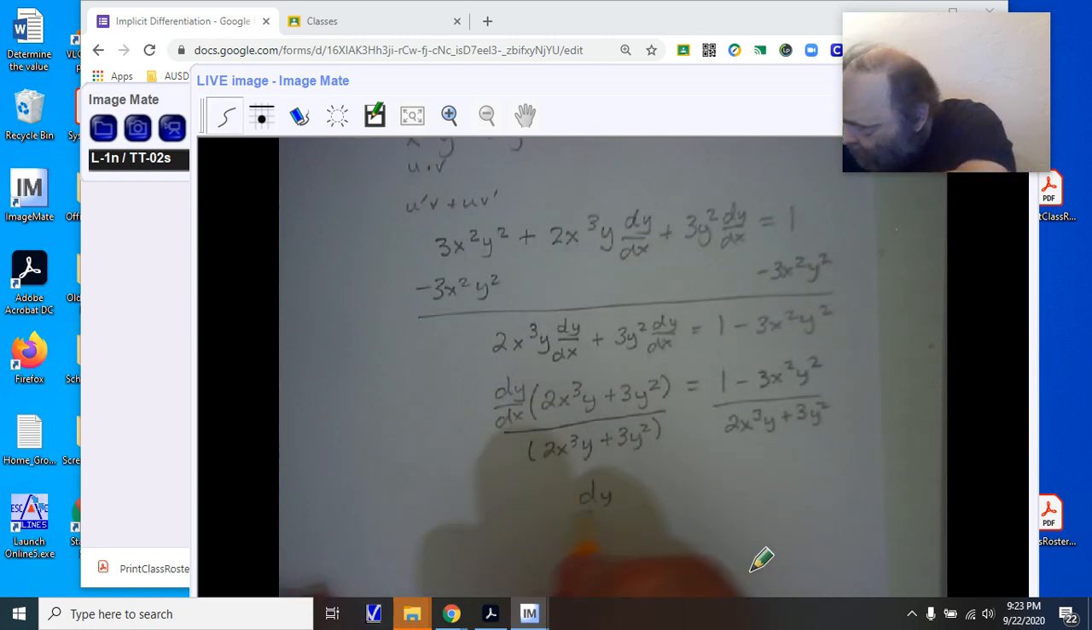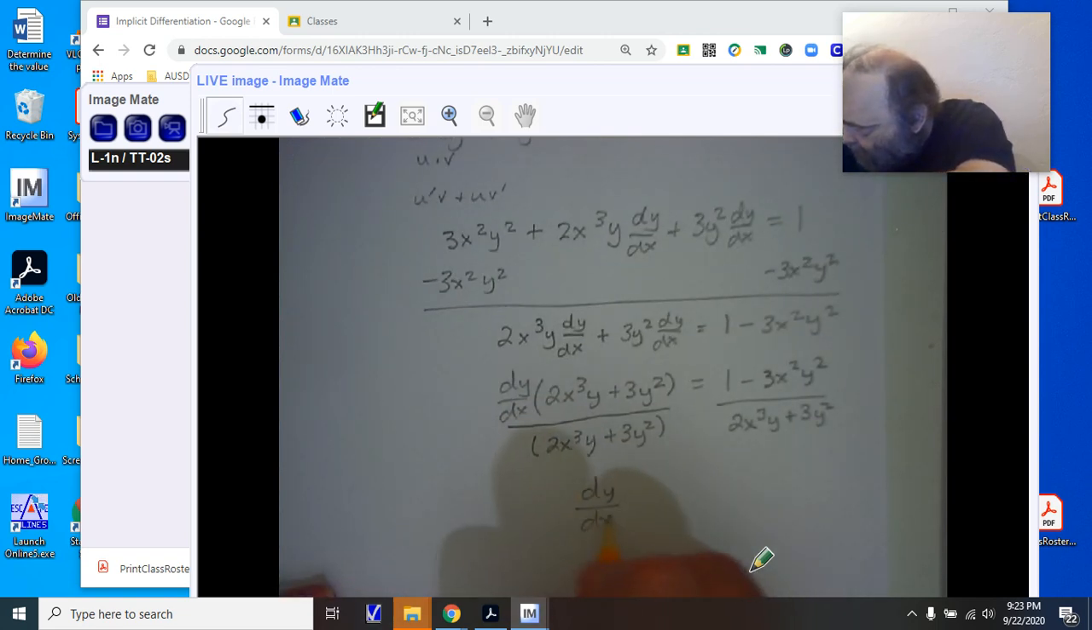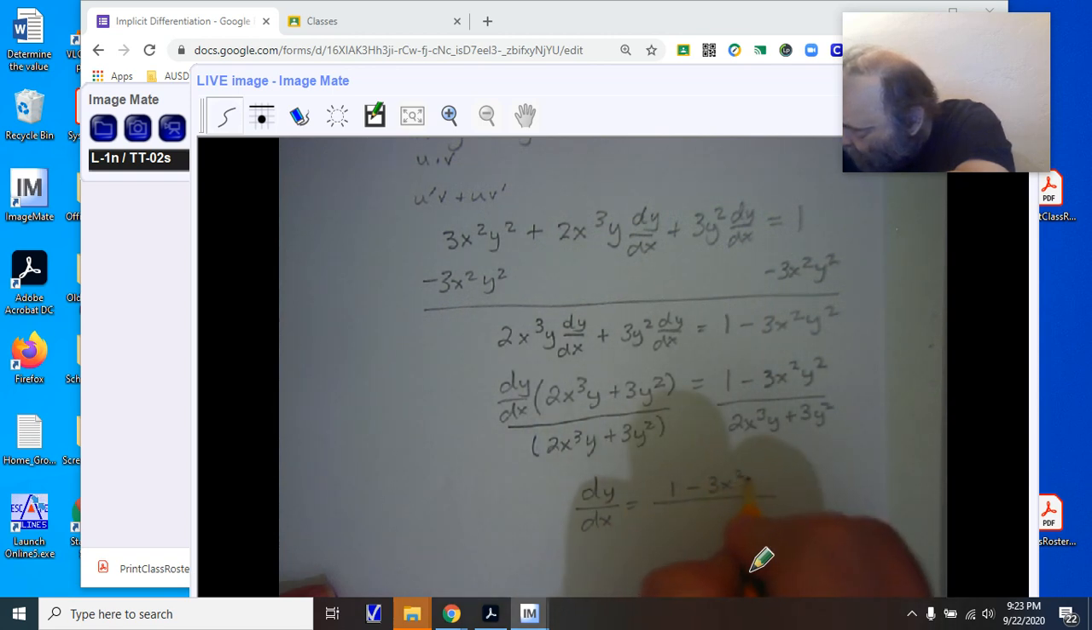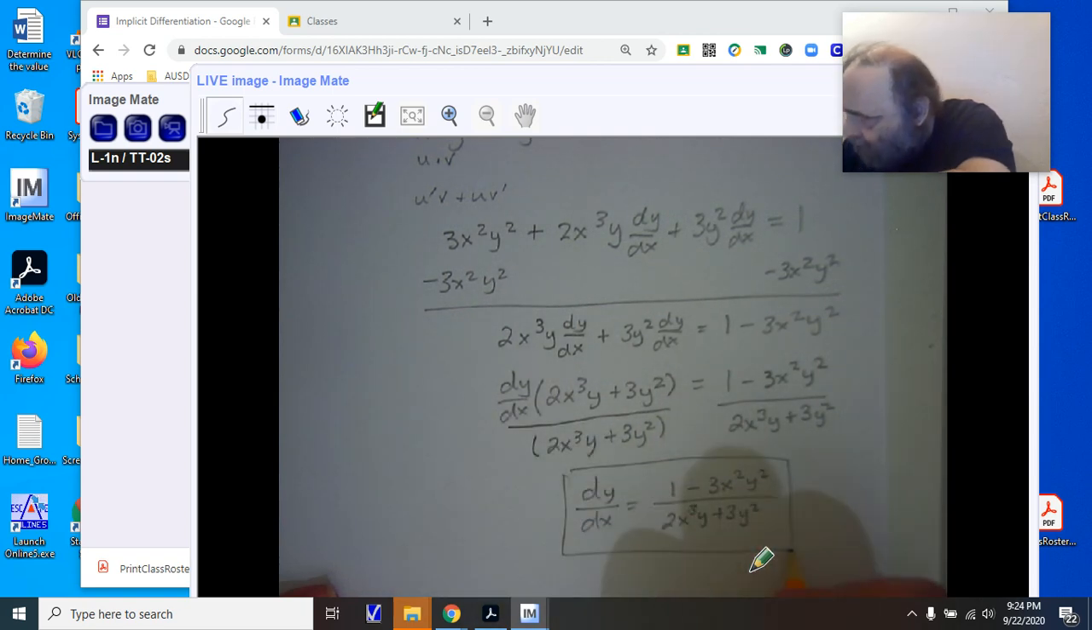So you'll notice here I am with my answer. dy/dx is now the fraction 1 minus 3x squared y squared over 2x cubed y plus 3y squared. That's our goal. That's what we want.